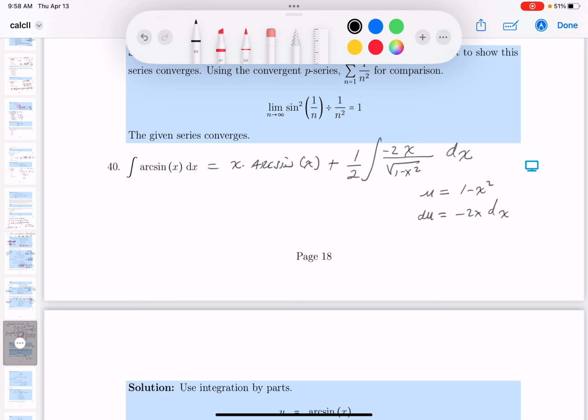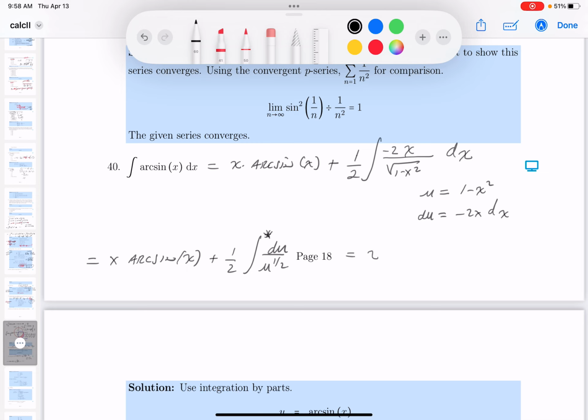Now, let me write this over here. It's going to be x arc sine of x plus 1/2. Now I see the minus 2x dx, which is just a du. And the bottom is just going to be u to the 1/2 power. I got a little star there indicating I'd go back to land of u's later.